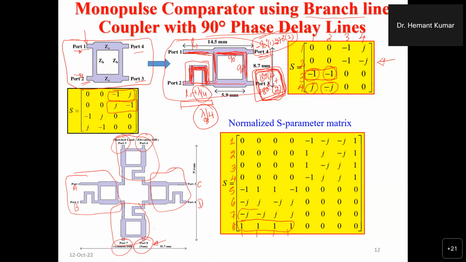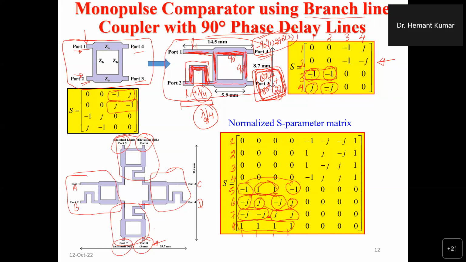Similarly, if you see at port 7, the first two are minus J, the second two are plus J. So there is a 180-degree phase difference between these. So you will get the azimuth difference. This is defined as the azimuth difference. At port 6, if you see, this is minus J, this is minus J. These two will be added. This is plus J, this is plus J. These two will be added, and you will get a difference. That is known as the elevation difference. And this, if you see, the minus 1, this is plus 1, this is plus 1. So these two will be added, these two will be added, and we'll get a diagonal difference.